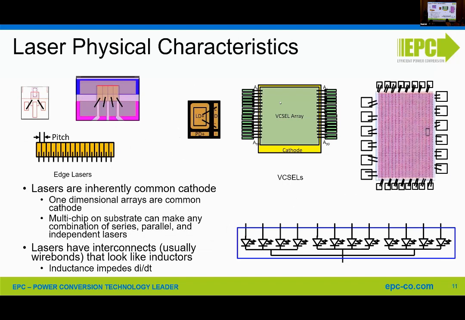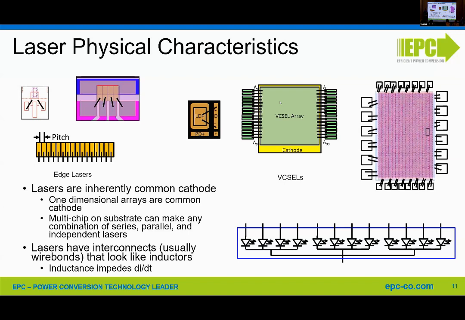There's a couple of different ways to do lasers. There are edge lasers, and then there are VCSELs. But in the end, they're all lasers with the characteristics that define the V versus I and the I versus power of the devices. So they're inherently common cathode. One-dimensional arrays are common cathode, but then multiple chips can be put on a substrate to have either a two-dimensional VCSEL array or just independent lasers.